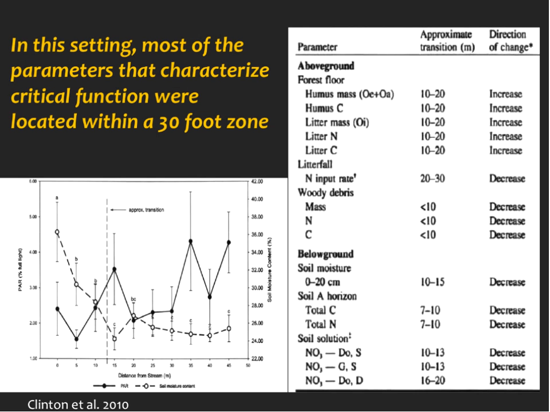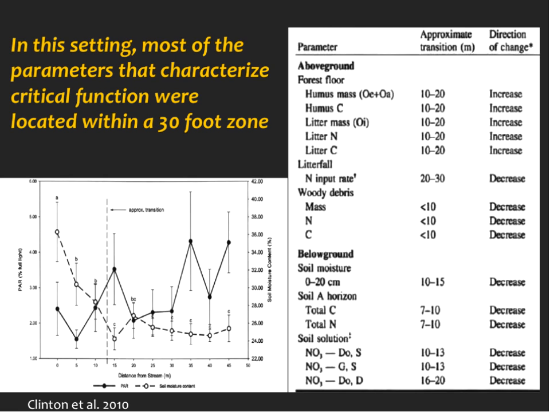Now, I'm not going to go into the nitty-gritties of the statistics or exactly how we did it. Those data are here, and I can send you a paper. You can look up a paper by Barry Clinton in Canadian Journal of Forest Research in 2010. But basically what we found is that there was a noticeable, statistically significant transition in a whole lot of these parameters. And most of them converged around 30 feet.